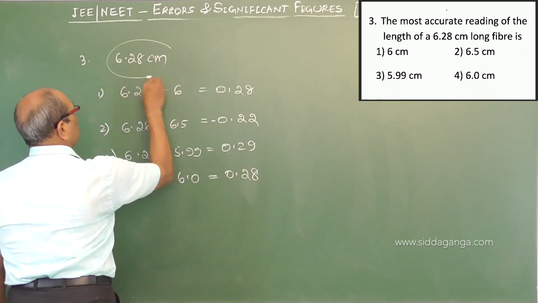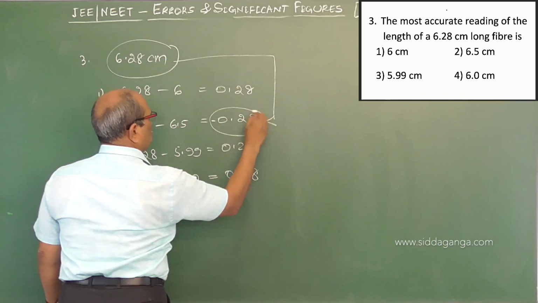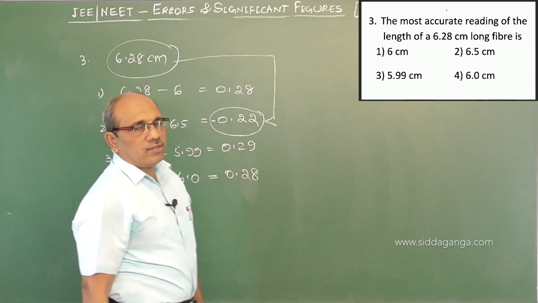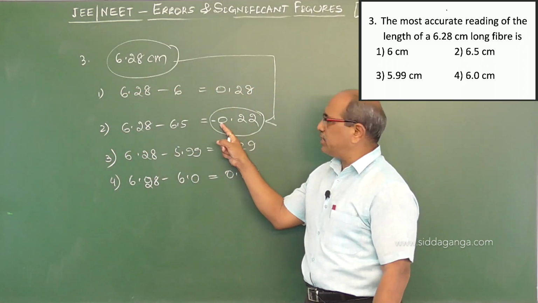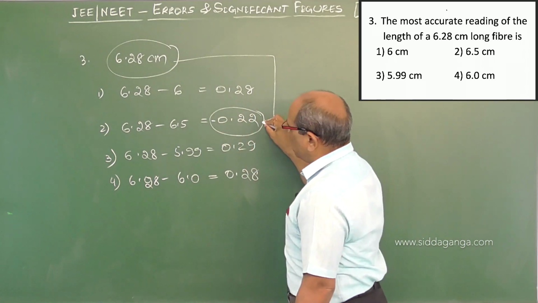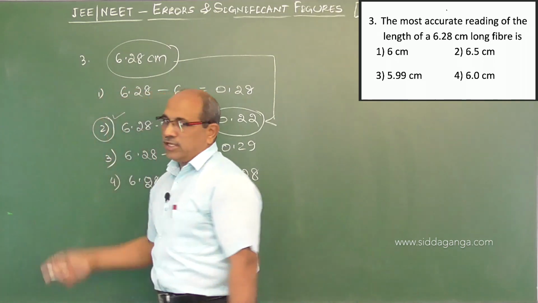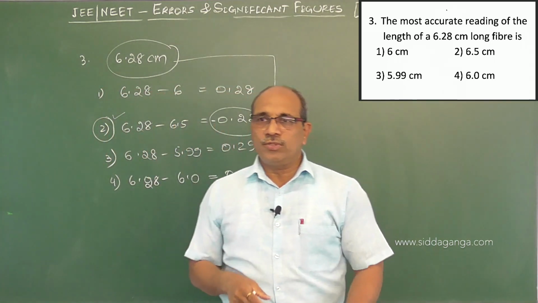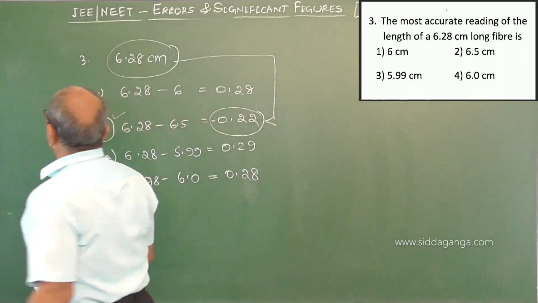For this, the one most close has the minimum difference. The difference should be minimum. The minimum difference corresponds to 0.22. Whether minus or plus is not important. Out of these, the minimum difference is 0.22. Therefore, the second option is the most accurate among the 4, which is very close to 6.28. Come to the next.